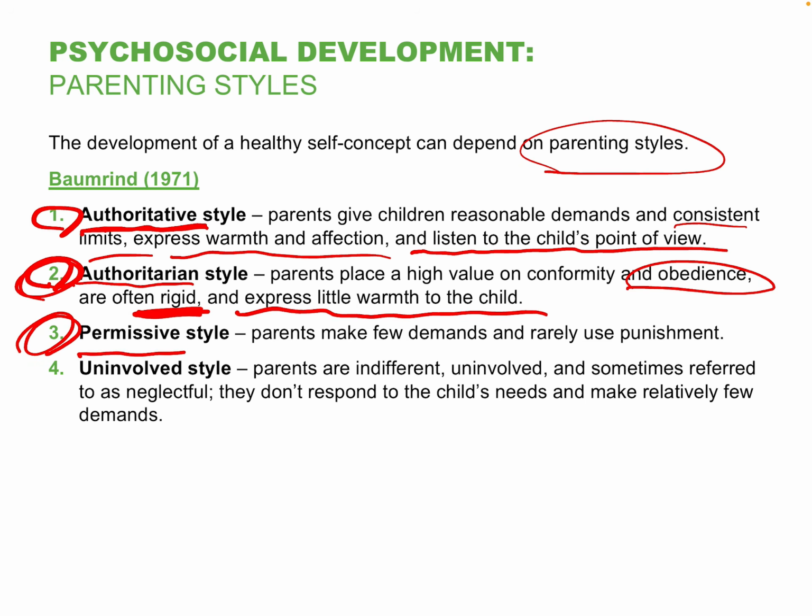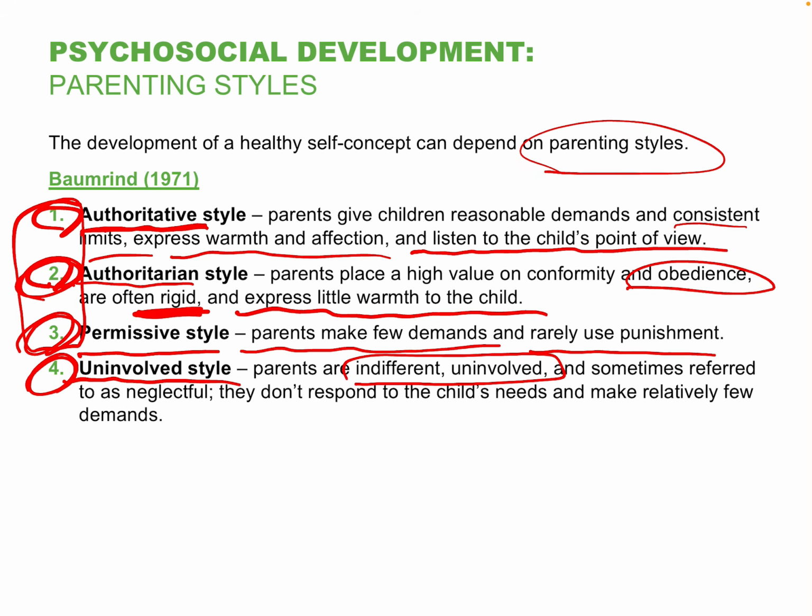Then you have the permissive style of parenting, where parents don't seem to have a lot of rules and they don't really use a lot of punishment. Okay, it's very permissive of what the kids are doing. Usually the top 3 are the ones that Baumrind, the researcher, developed. But then now you have the 4th one called the uninvolved style. So the parents just don't seem to care much. Okay, and they're neglectful, and they really don't respond to the child's needs, and they don't really set any demands and rules around the house.